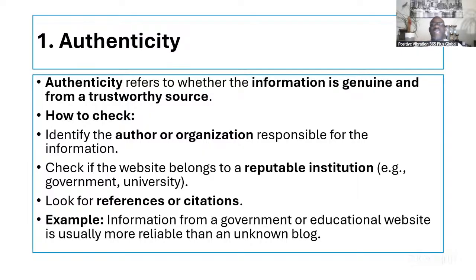So something is authentic on the basis that it is provable. There is a certain amount of facts that have been provided to verify that this is actually true. And so when we read online or read books, we have to be clear about what it is. Okay, so some things that we need to check. We need to check the author. We need to check the organization that is publishing it. If it's online, we need to check if the website belongs to a reputable institution.